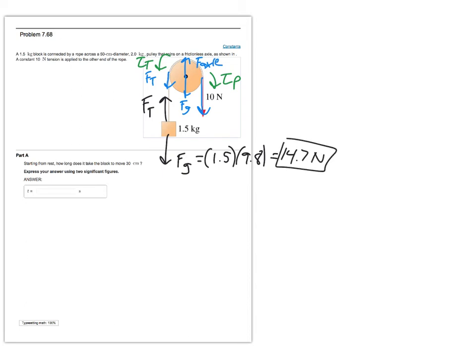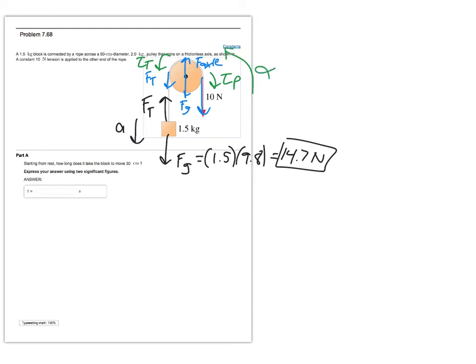Since that 14.7 is bigger than this 10 newton force going the opposite direction, if I'm thinking about the external forces on my system, because tension is within the system, that means that this hanging box is going to accelerate down, and that means that the pulley is going to undergo a counterclockwise angular acceleration.